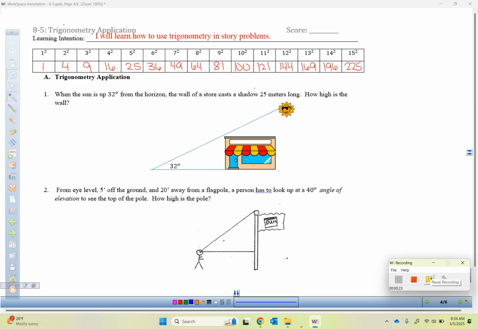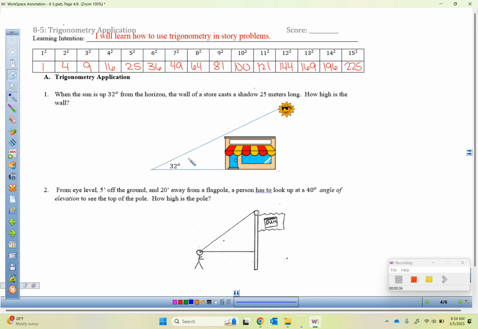All right, number 1, when the sun is up 32 degrees from the horizon, the wall of a store casts a shadow of 25 meters long. How high is the wall? Okay, so what we're saying is we have the sun up here and it's shining down, and as it hits this wall, it's casting a shadow. Remember, shadows are on the ground, okay?